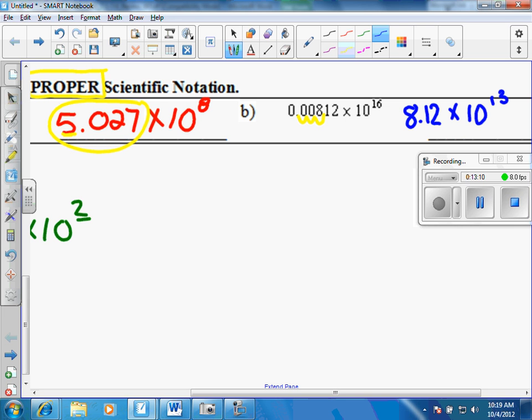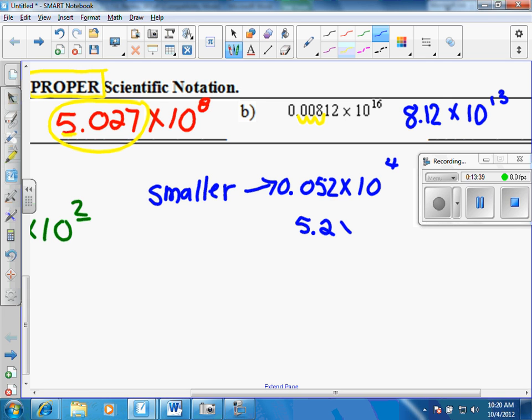Okay, good. So you know what you could do, you guys? You could take smaller numbers at home and mimic the problem. Like, maybe make this 0.05 times 10 to the 4th, and then let's put a 2 there. Rewrite it as 5.2 times 10 to the what?